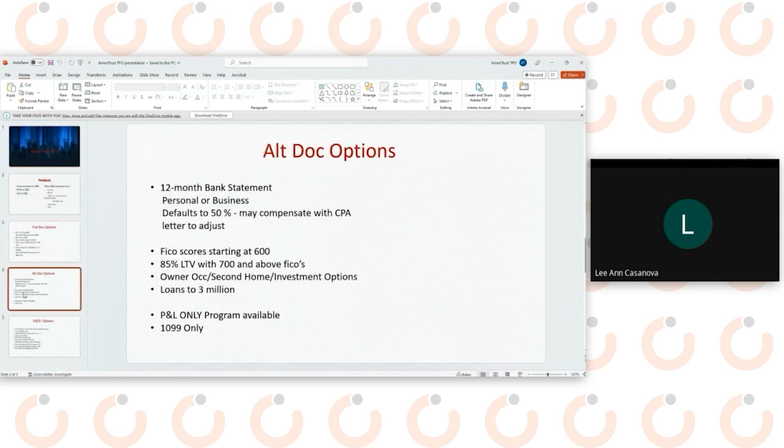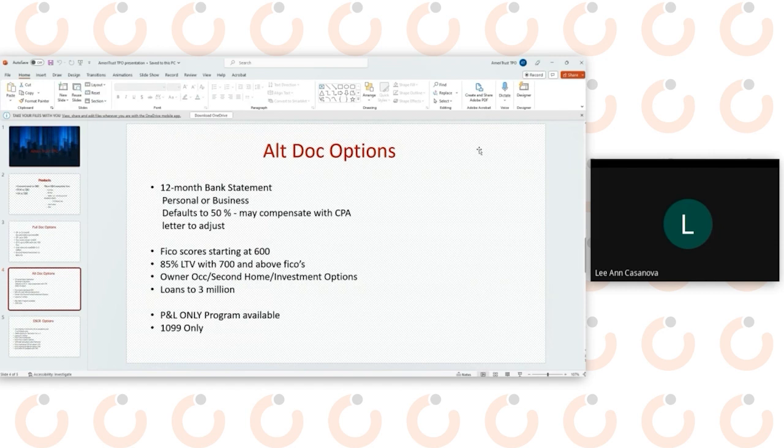Okay, our alt doc options, great choice here. Pretty much everybody is gravitating to just a 12-month bank statement program. So we offer 12-month bank statements. You can do personal or business. You can actually do up to 4 accounts if you choose to do so.